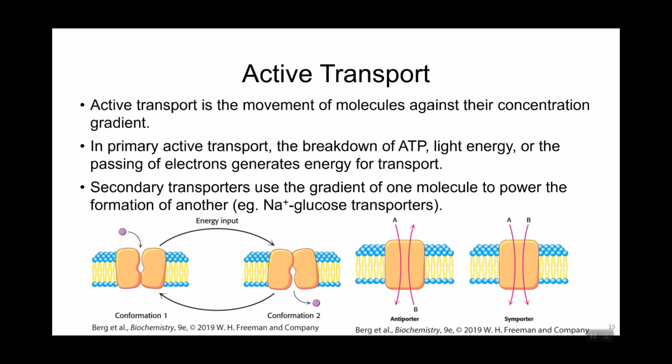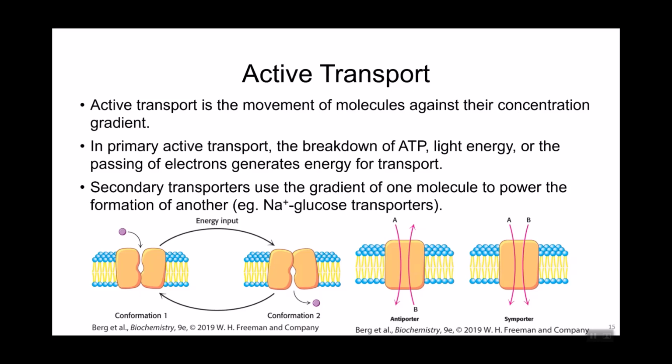Active transport is the movement of molecules against their concentration gradient. In these images, you can see that the membrane protein needs either the input of energy, so from ATP or light or the passing of electrons, in order to undergo the conformational change needed to move an ion across its concentration gradient. These are sometimes referred to as pumps, and you can see that they do interconvert between two conformational states. We've already seen a few examples of primary active transport in this course, but it'll also come up in the metabolism section when we look at the electron transport chain.